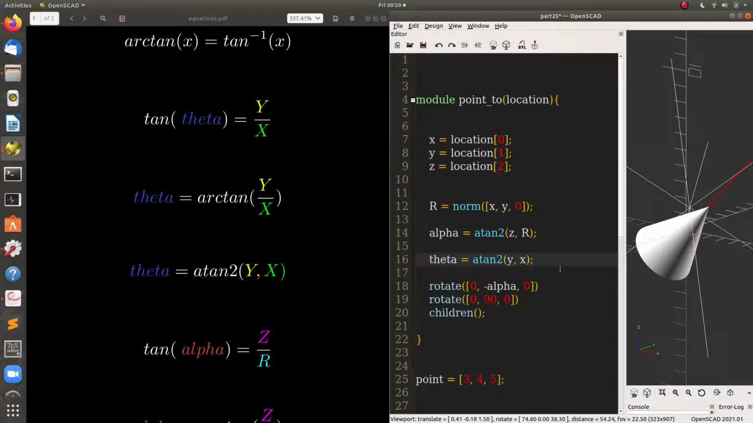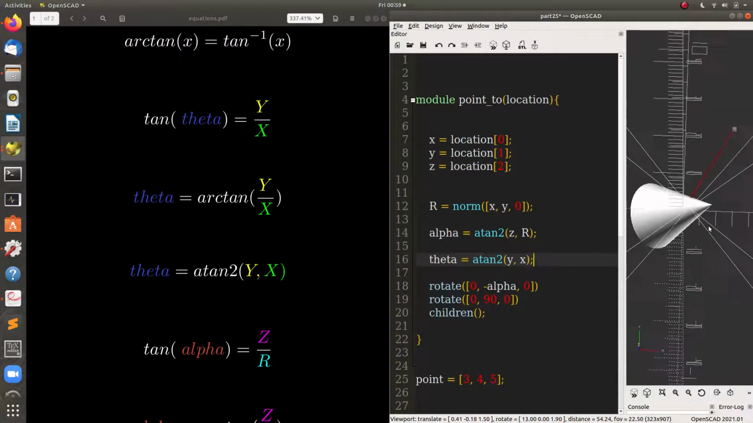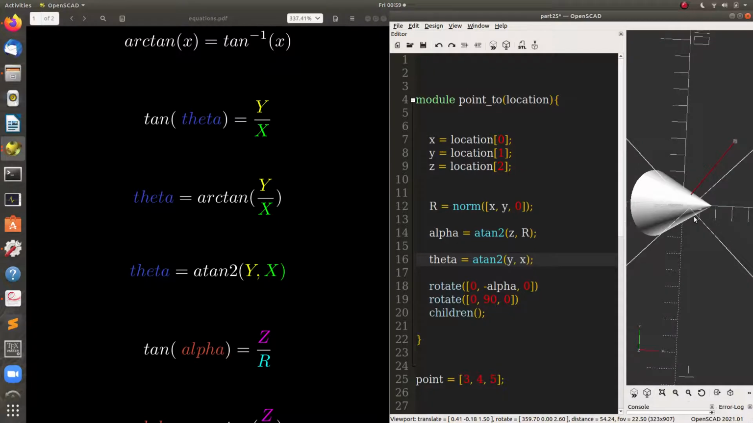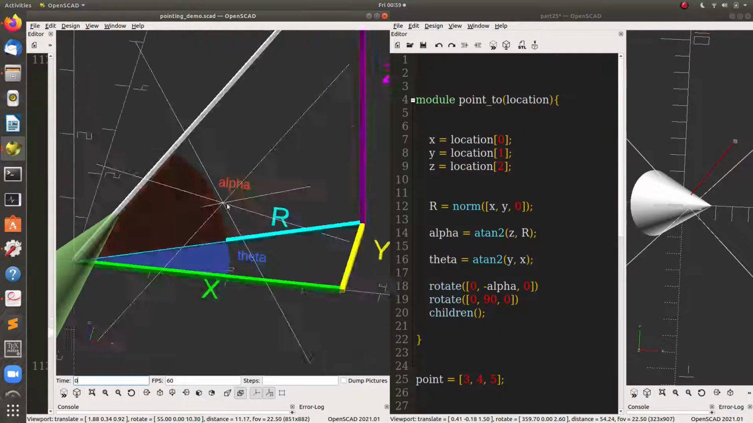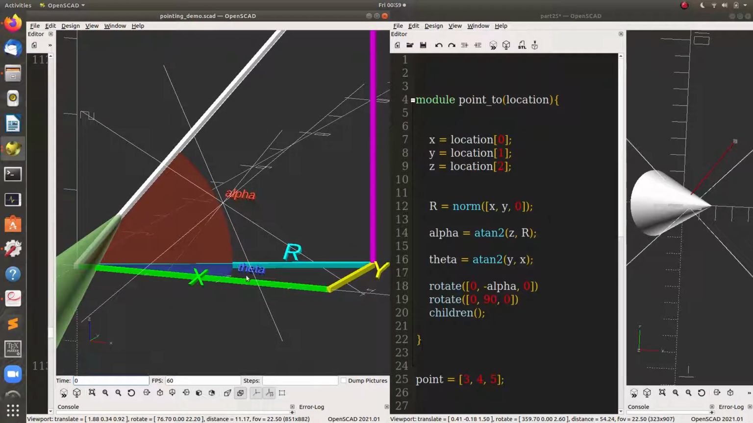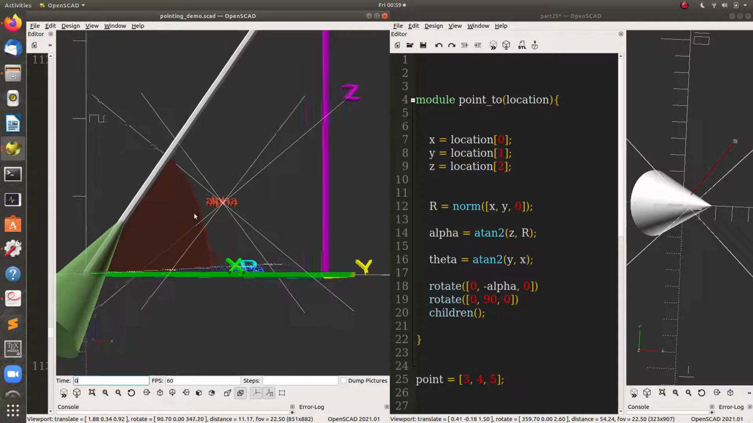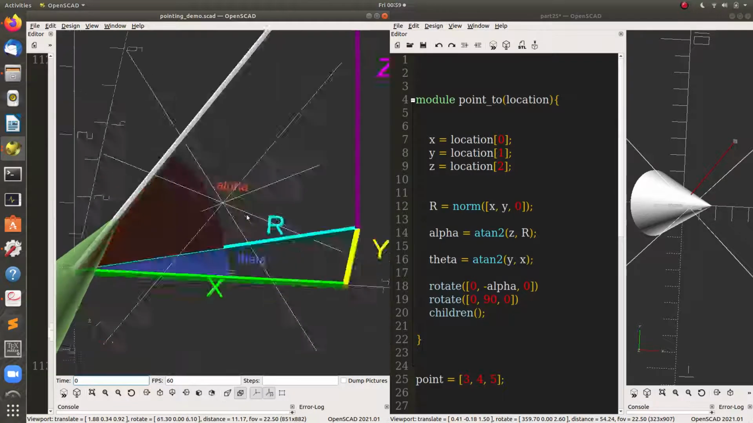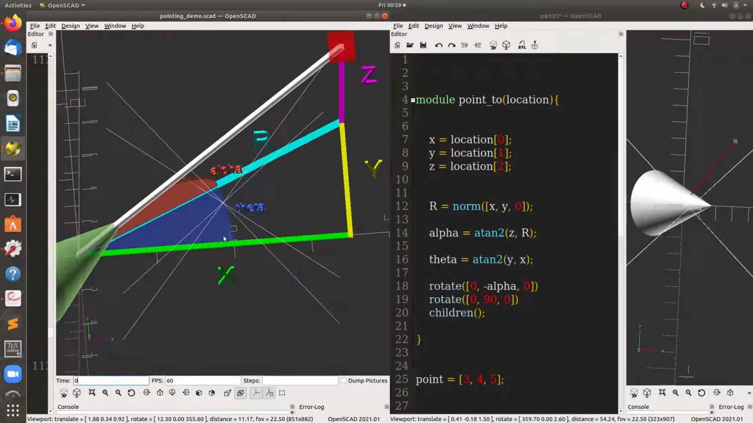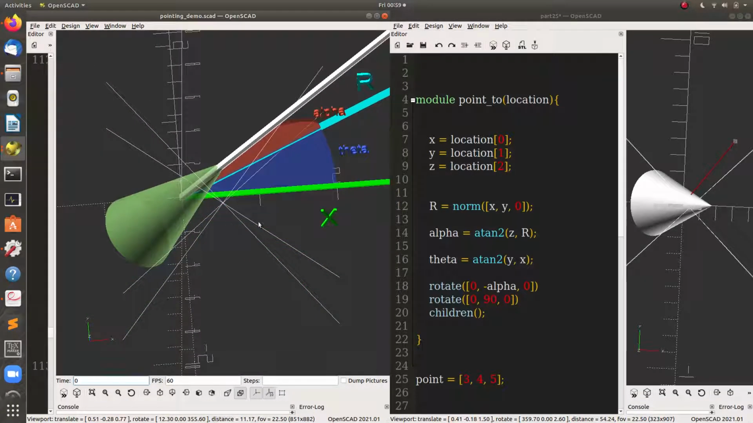Now that we've got that, we need to rotate around the z-axis. So we rotate by theta around the z-axis. Let's go back just so we can see that. Alpha is the rotation in the xy plane that moves it up and down, and theta moves it around the z-axis.